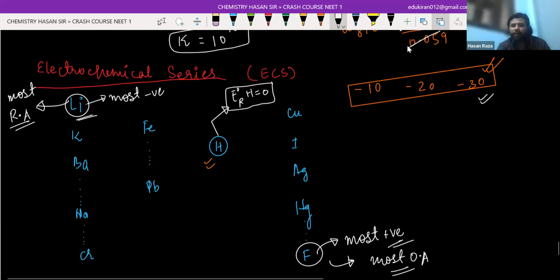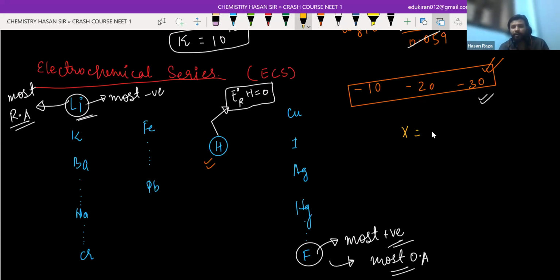So if anyone gives you the value of E naught R of any substance or element, you can easily decide which one will have the most oxidizing power, which one is the most oxidizing agent.